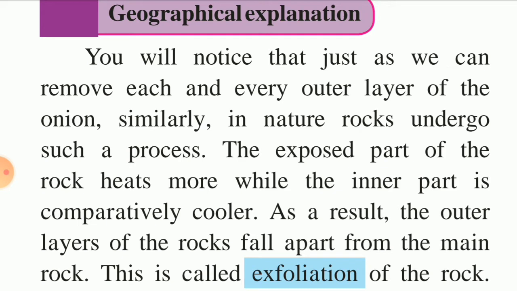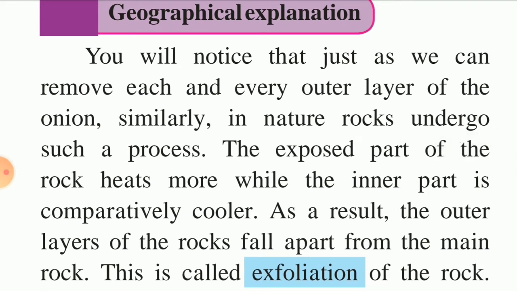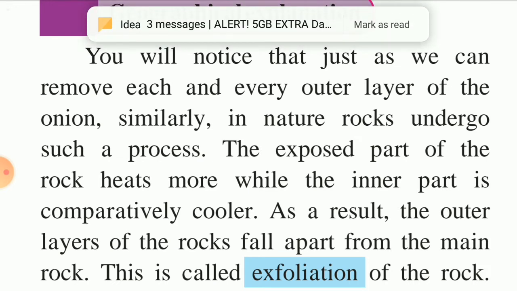So let us begin. We have seen last time several types of weathering: mechanical weathering, chemical weathering, biological weathering, and oxidation. Now we will move further to exfoliation. You will notice that we can remove each and every outer layer of the onion. Similarly, in nature, rocks undergo such a process.